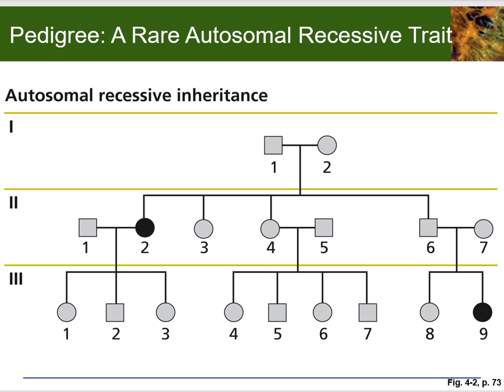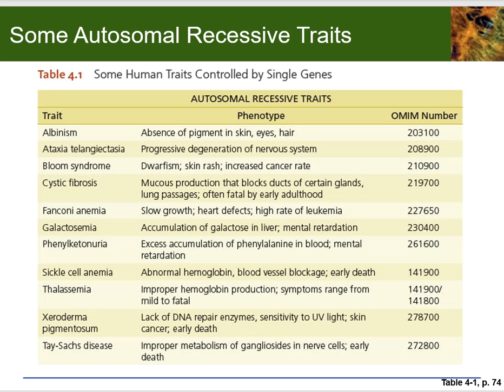Again, in these pedigrees, most affected individuals have normal parents. There's a 25% chance that a child of heterozygotes will be affected, and both sexes are affected in roughly equal numbers. And here are some traits that are controlled by autosomal recessive single genes. You can see some fairly recognizable names like albinism and cystic fibrosis, phenylketonuria, which is PKU, galactosemia, sickle cell, thalassemia, perhaps Tay-Sachs disease. These are things that you might be familiar with.